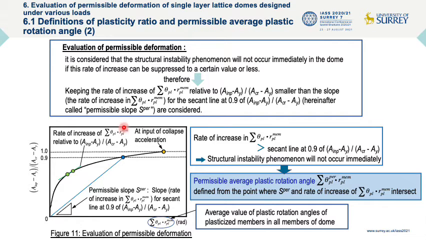Therefore, as shown in the figure, keeping the rate of increase of sigma theta PL RPL member relative to input accelerations smaller than the permissible slope S bar obtained by the second line is considered. Here, the point where the permissible slope and the rate of increase of sigma theta PL RPL member relative to input acceleration intersect is defined as the permissible average plastic rotation angle.